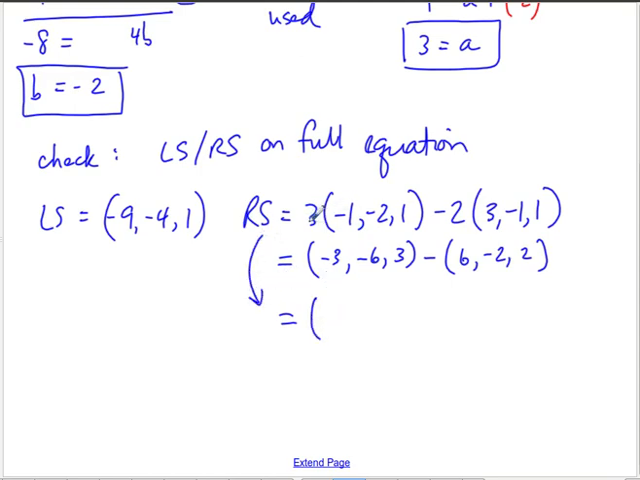which is just to take a look at the x components together. That's -3, and that's -6, so that's going to give me a -9. That's -6, and that's +2. That's going to give me a -4. And that's 3 minus 2 is going to give me a 1. And as we can see, my left side is equal to my right side.